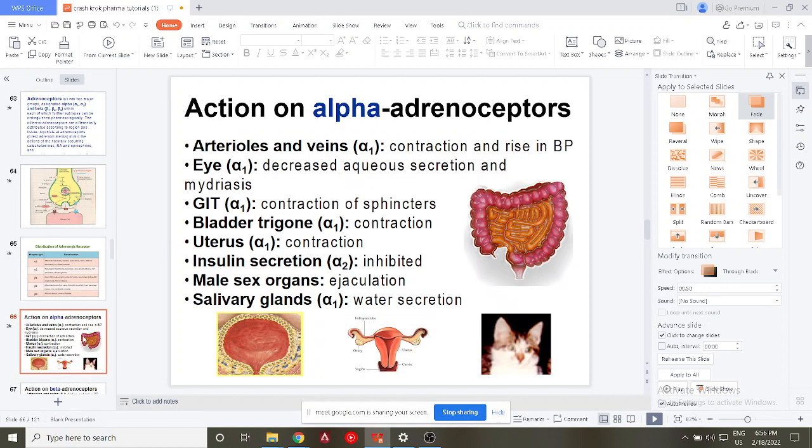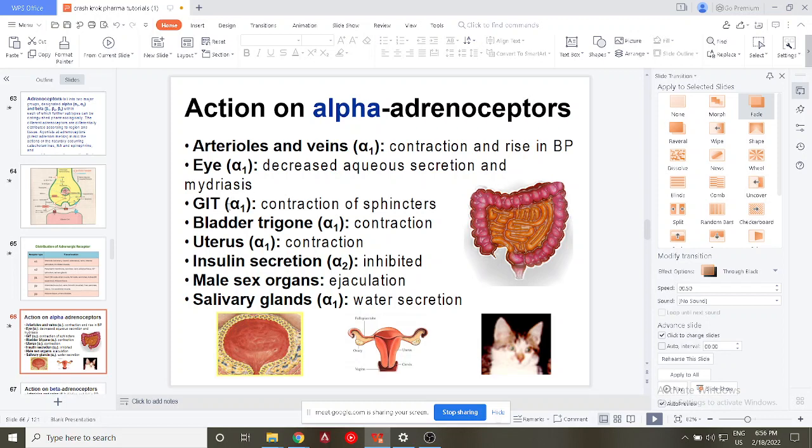Okay, so now we're going to talk about the action of alpha adrenoreceptors. It's either going to be alpha 1 or alpha 2. Alpha 1 is located in the arterioles and the vein. It's going to cause contraction and a rise in blood pressure. So alpha 1 adrenergic drugs can be used to treat hypotension because it's going to cause contraction and increase the blood pressure. Then for the eye, it's also going to cause decreased aqueous secretion and mydriasis.